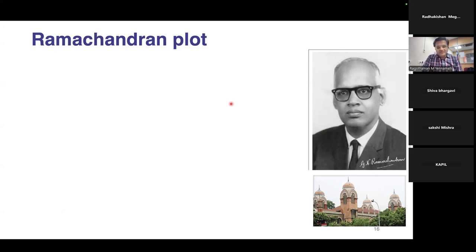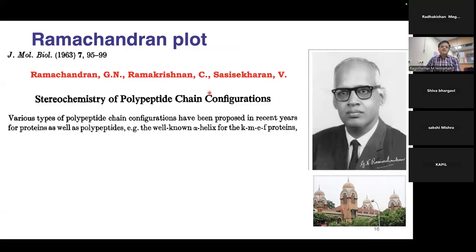Basically, he was in the University of Madras, crystallography department, and later on he went to the Indian Institute of Science. He was the youngest faculty recruited at Madras University, which is shown here. When he came back after his postdoc, he ended up publishing in 1963 the stereochemistry of polypeptide chain configurations, using only the collagen structure as the basis.